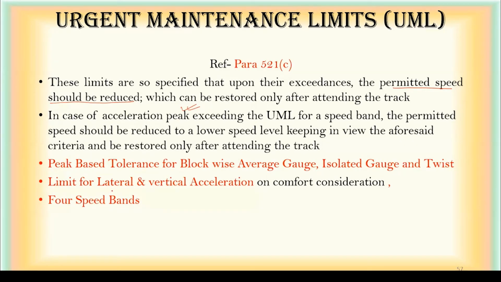Okay? How we will make speed reduction, or to what extent we will reduce our speed, will depend upon what is the acceleration peak value on our track. That will decide. We will see how it will be decided. In these limits, peak based tolerances for average gauge, isolated gauge and twist have been given. No unevenness, no alignment, because this is not going to affect riding quality only. Now this is somewhat related to safety. That's why limits are for these things. And as far as safety is concerned, accelerations are very relevant. So limits have been laid for this.